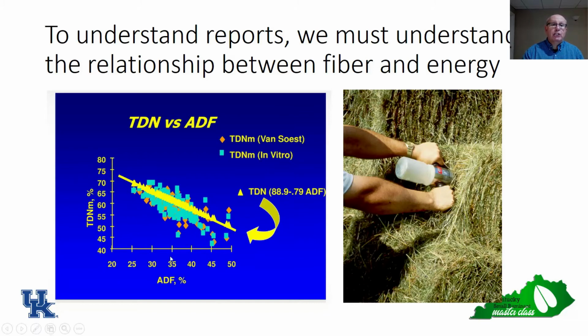This is a correlation between ADF, which is a laboratory measure, and TDN measured either in vitro, which means in the laboratory, or using the fiber method that we've talked about. And you can see that in general, as ADF gets higher, TDN gets lower. This is one equation here that is generated from this data to predict TDN from ADF. And there are many equations to predict TDN. Some are based solely on acid detergent fiber, and others are more complex.